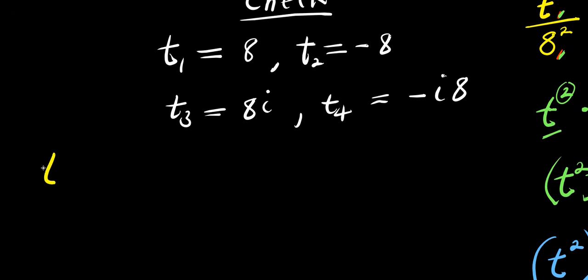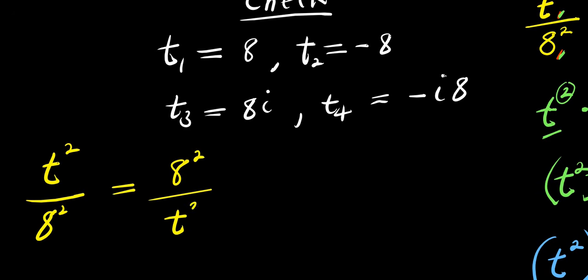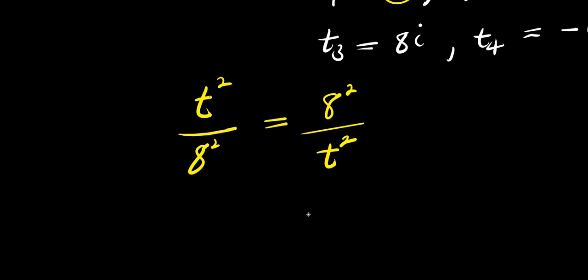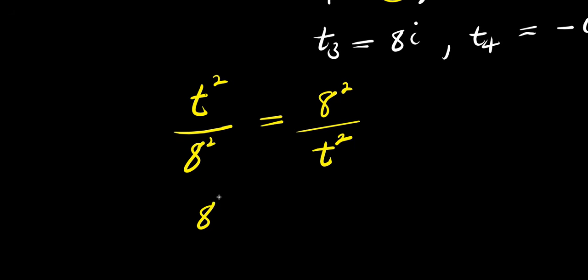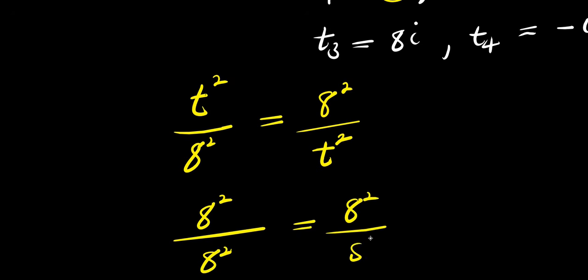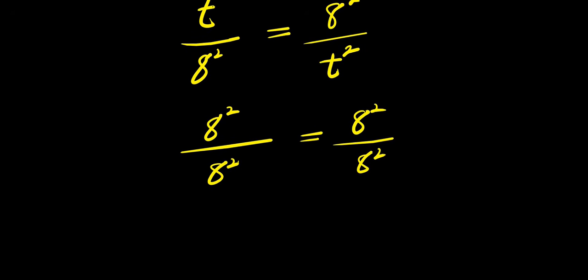The equation still remains t² divided by a² equals a² divided by t². If you substitute a for t, this is very obvious. What you are going to have is a² divided by a², and this equals a² divided by a². So they can easily cancel out. This cancels this, this cancels this, so you have 1 equals 1.